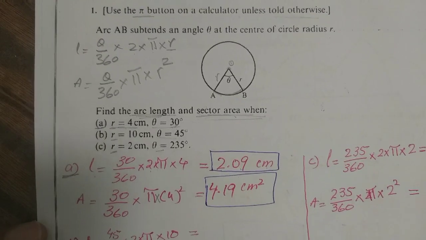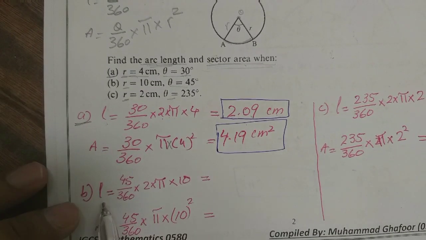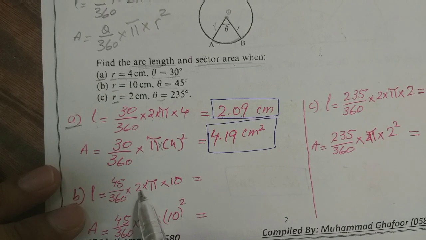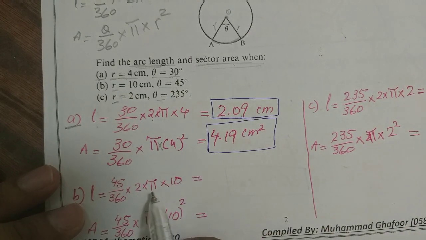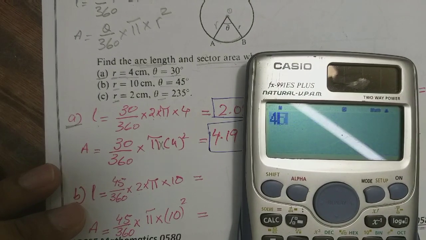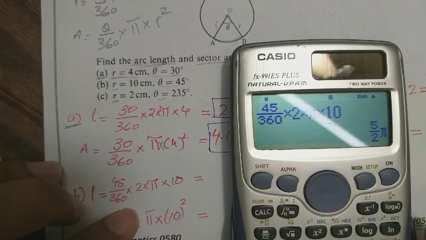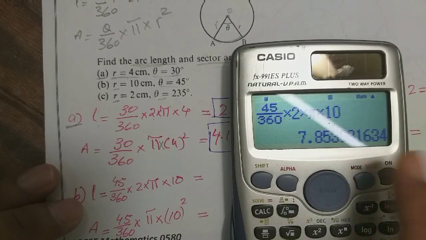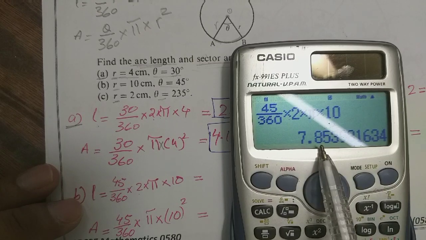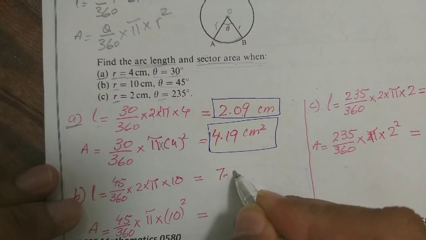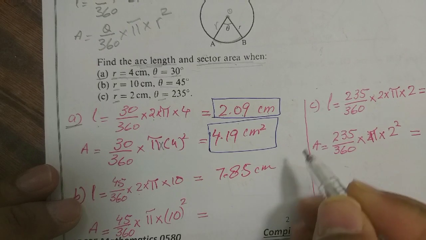Now go for the second part. Here he said to find the length, with angle given as 45. Replace 45 over 360 times 2 pi r, with r given as 10 centimeters. So 45 over 360 times 2 times shift pi times 10. Simplify, you find 5 over 2 pi, but I need the decimal, so 7.8. I'm going to write 3 significant figures, so 7.85. The digit after 5 is less than 5, so leave it as it is. 7.85 centimeters.